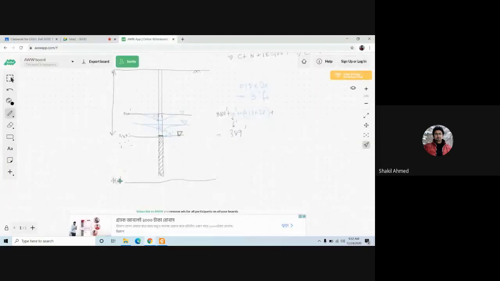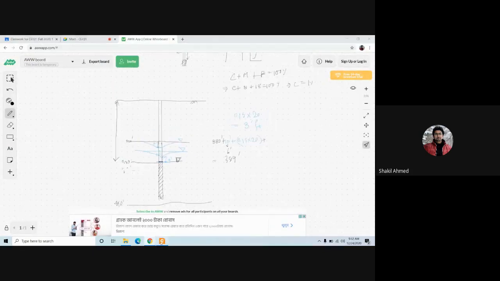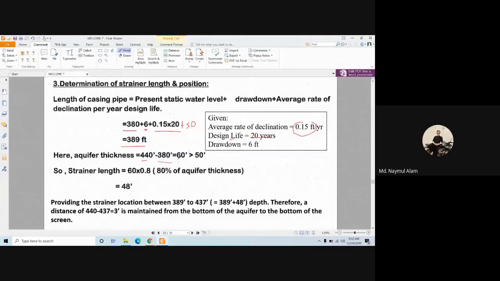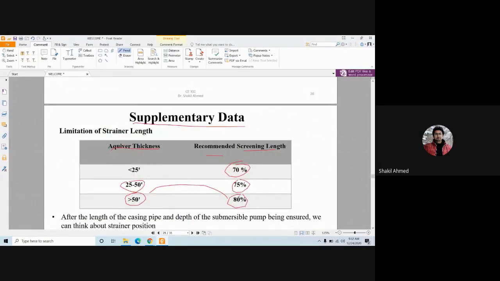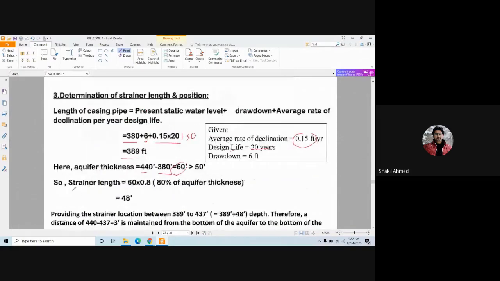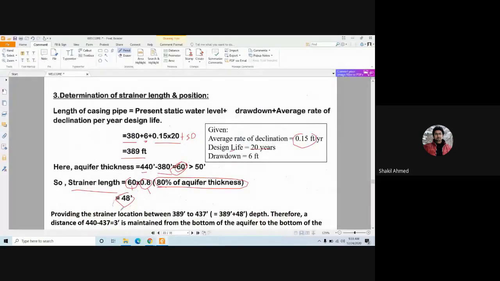Now, in our case, what is the aquifer thickness, guys? Our aquifer thickness is 440 minus what? 440 minus 380, right? Yes, 60 feet, which is greater than 50 feet. So if greater than 50 feet, then 80%, right? So strainer length will be 80%, 0.8 of 60 feet aquifer thickness. 80% of aquifer thickness, which is 60 feet. This is 48 feet. Am I right? Yes, sir. Okay. So 48 feet is the strainer length.